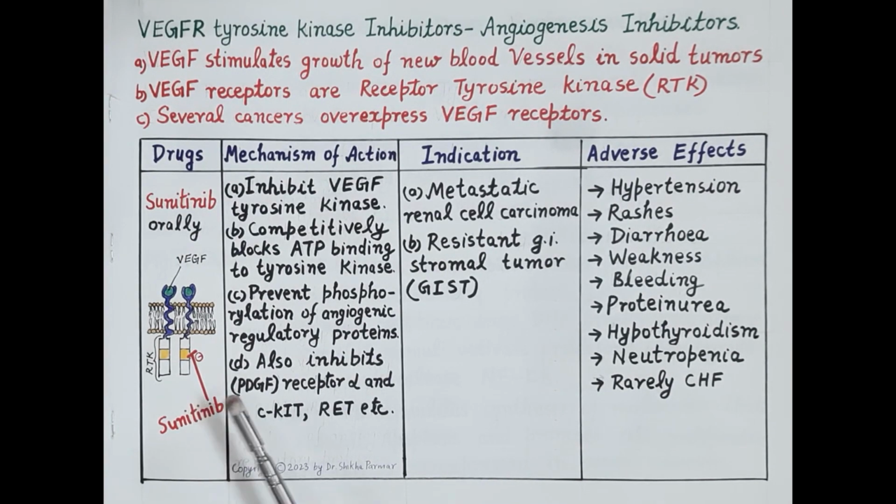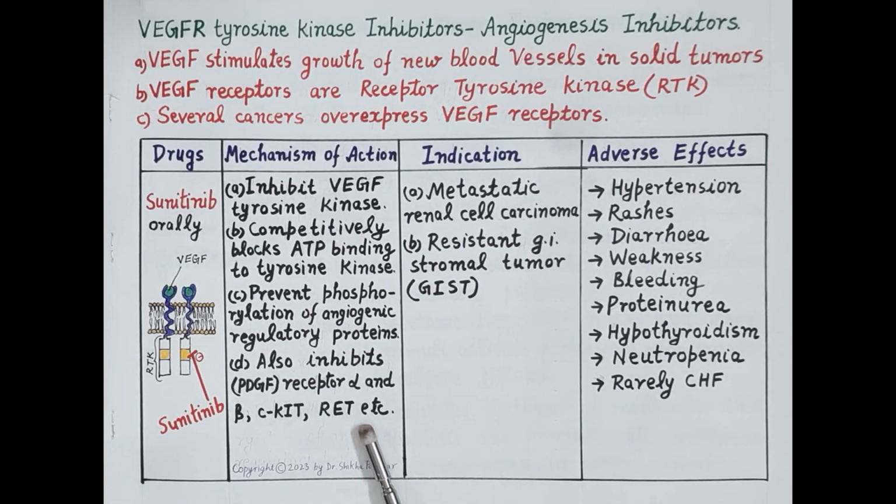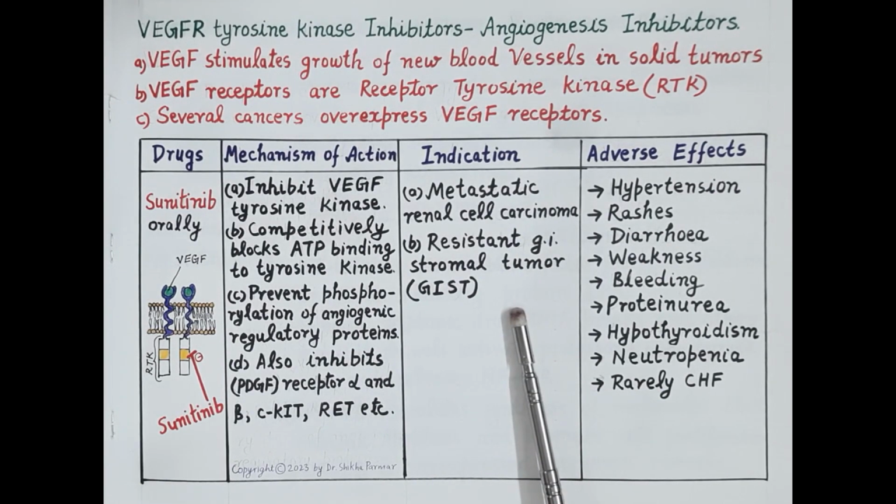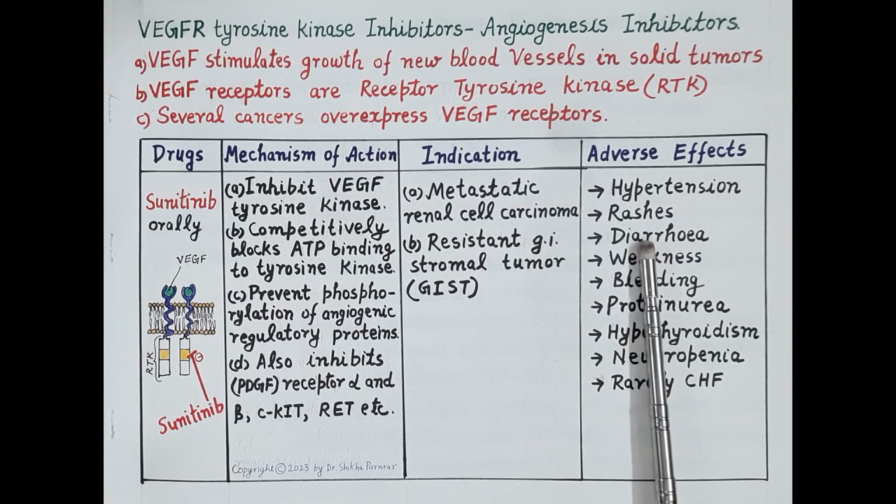Now, sunitinib also inhibits platelet derived growth factor receptor alpha and beta, c-KIT, RET, etc. Sunitinib is used in metastatic renal cell carcinoma and resistant gastrointestinal stromal tumors. It is administered orally, and adverse effects are hypertension, rashes, diarrhea, weakness, bleeding, then proteinuria, hypothyroidism, neutropenia, and rarely it produces congestive heart failure. So, this is the pharmacology of sunitinib.